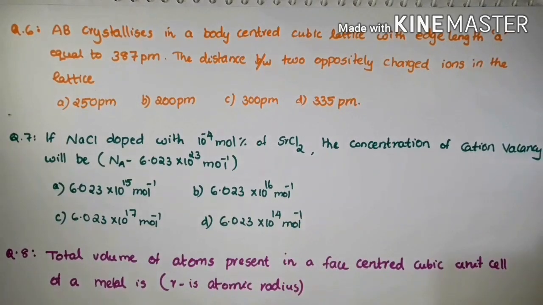Question number 6. AB crystallizes in a body-centered cubic lattice with edge length a equal to 387 picometer. Distance between two oppositely charged ions in the lattice is... AB crystallizes in a body-centered cubic lattice BCC, and the distance between two oppositely charged ions. We can check the answer.